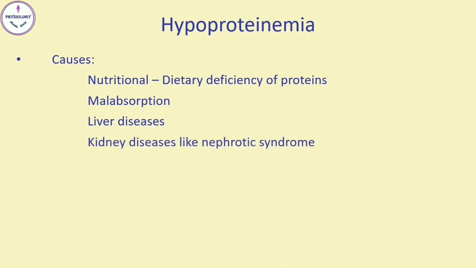Next is kidney diseases like nephrotic syndrome, in which proteins are lost in the urine, so it leads to hypoproteinemia. Next is hemorrhage. Hypoproteinemia occurs when plasma volume is restored after an acute severe hemorrhage. It is also associated with chronic blood loss. Next are extensive burns. The burn wounds produce protein loss through exudation and an acute inflammatory phase in which protein synthesis in liver also gets affected, so it leads to hypoproteinemia.